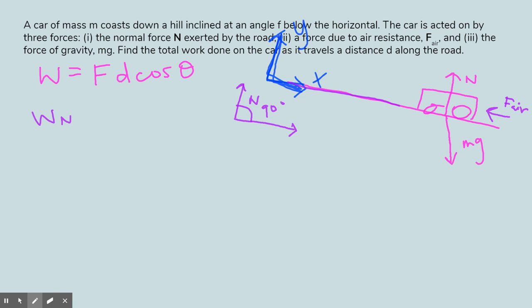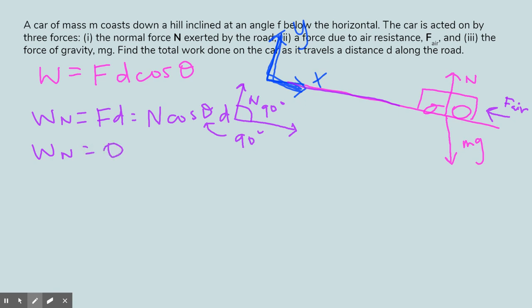We can also solve that if you're not sure what it looks like. So that would be FD. But we are going to have to replace that, and it would be in cosine theta because it's going in the y direction, multiplied by d. If you put 90 degrees in here, you will get 0, so we know the work from the normal force is equal to 0.